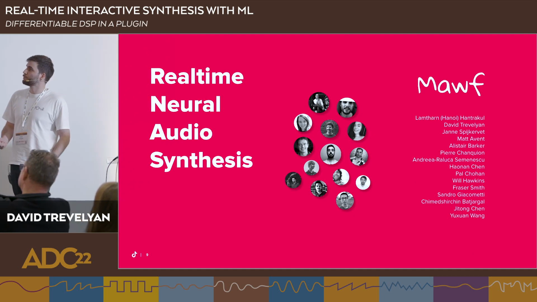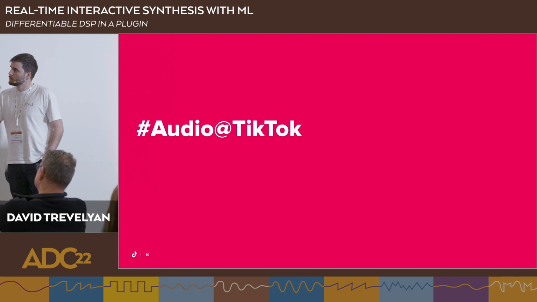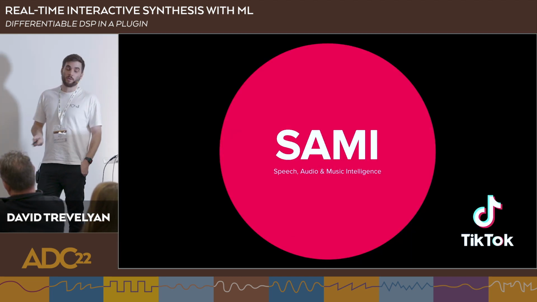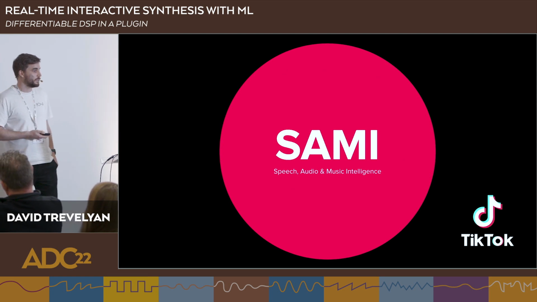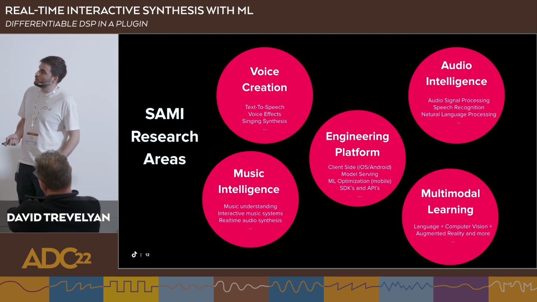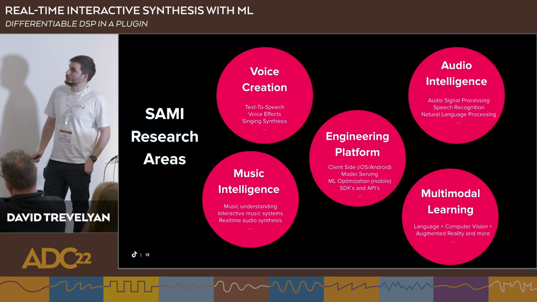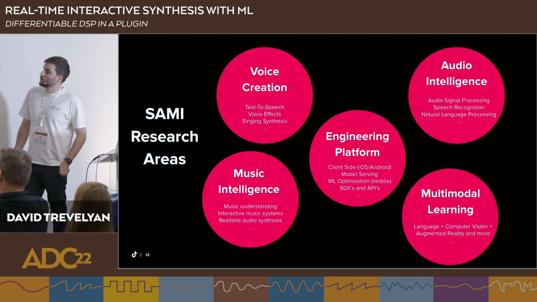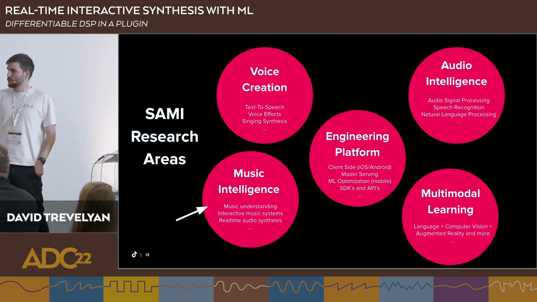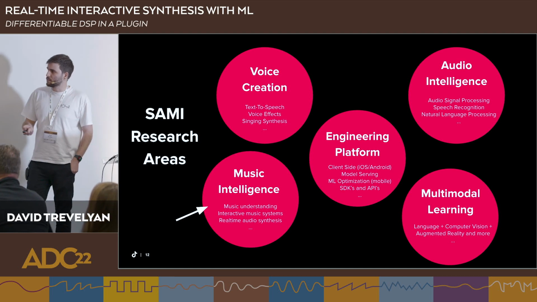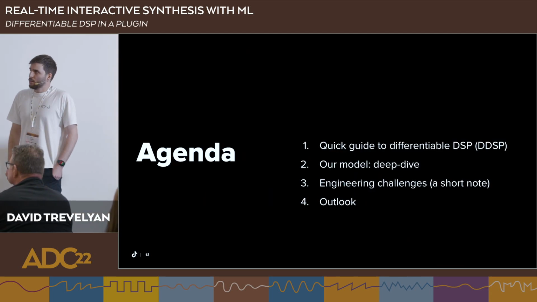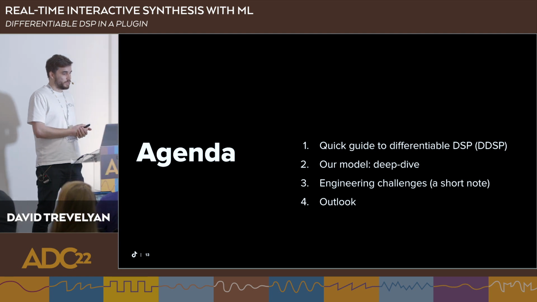So thanks to them. You might be wondering why TikTok are here. We do have an audio team. We cover quite a lot of stuff. Our team is called SAMI, which stands for Speech, Audio, and Music Intelligence. And we cover all the usual suspects in the audio world. Where we sit and where this work came from was our music intelligence section. We cover stuff from music understanding all the way through to real-time synthesis. So that was us. Okay, so what's on the agenda for today?